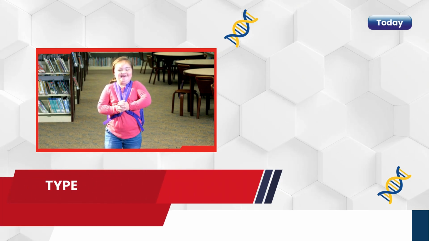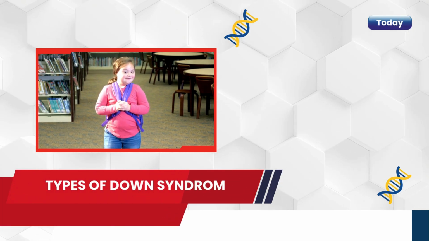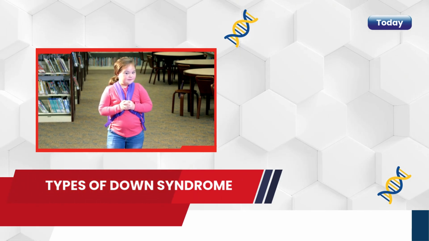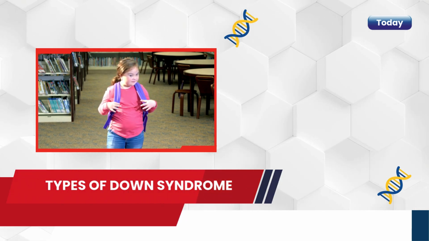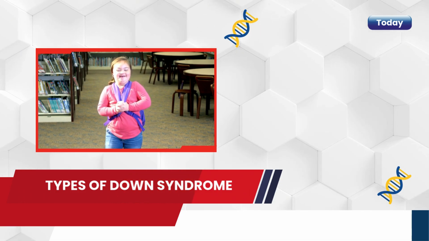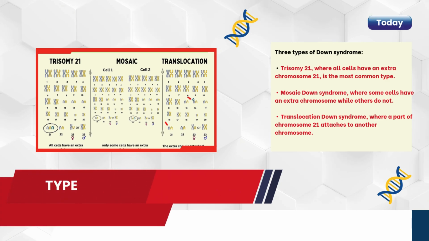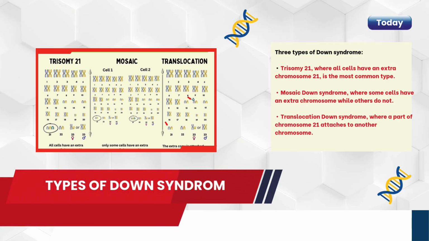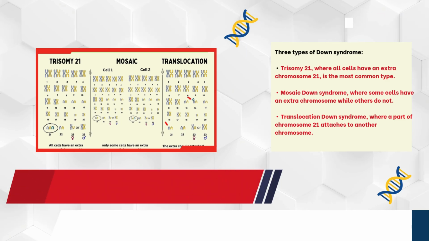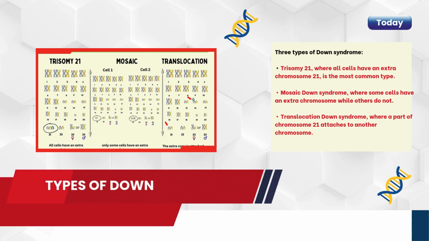Down syndrome occurs when a person has an extra copy of chromosome 21. This extra genetic material affects development, leading to physical traits and developmental delays. There are 3 types of Down syndrome. Trisomy 21, where all cells have an extra chromosome 21, is the most common type. Mosaic Down syndrome, where some cells have an extra chromosome while others do not. Translocation Down syndrome, where a part of chromosome 21 attaches to another chromosome.